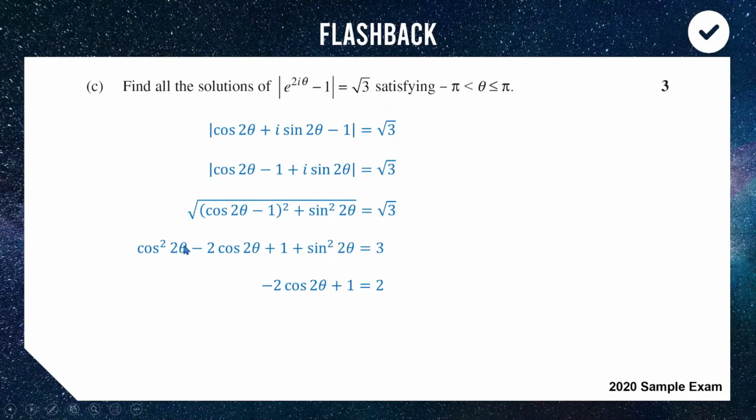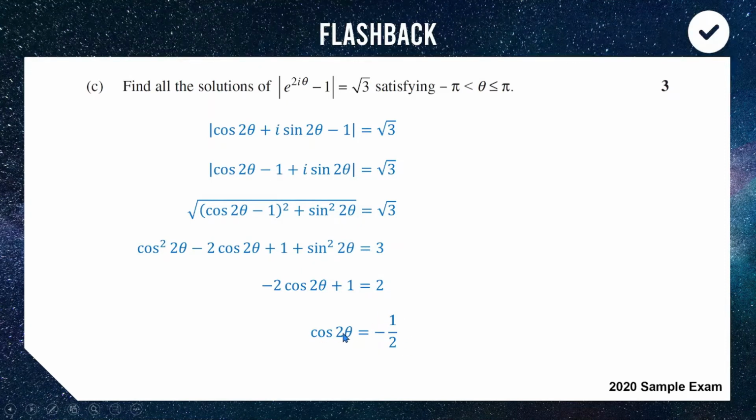So what we can essentially do is just take 1 away from both sides, and the cos squared plus sine squared has vanished. Now this is a much simpler equation to solve. We can just take away 1 from both sides to get 1 on the right. We can divide by negative 2, so we end up with cos 2 theta is equal to negative a half.